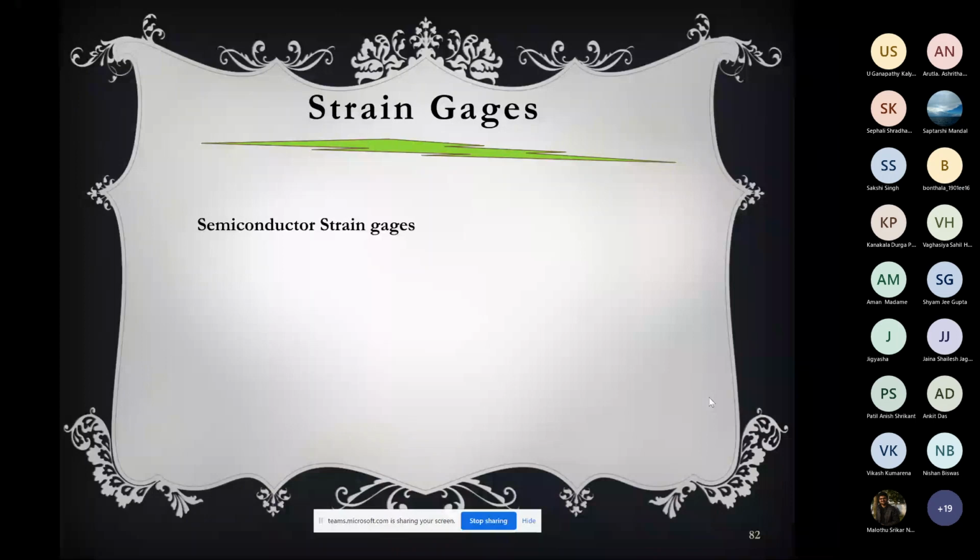So the sensitivity will be very high for such type of strain gauge. We can measure very small amounts of strain with great accuracy. So people are exploring the semiconductor strain gauge. Why? Again, I am repeating why the gauge factor is high.